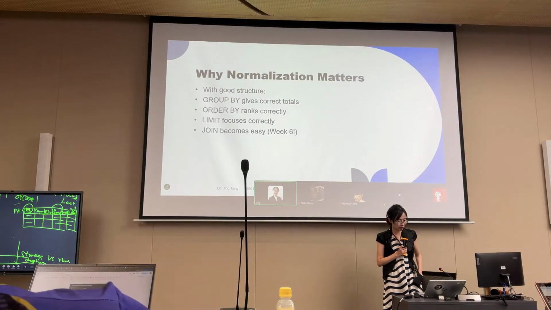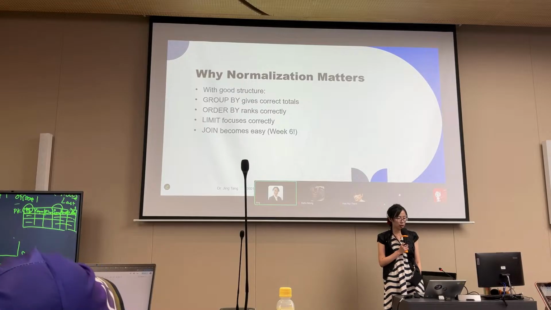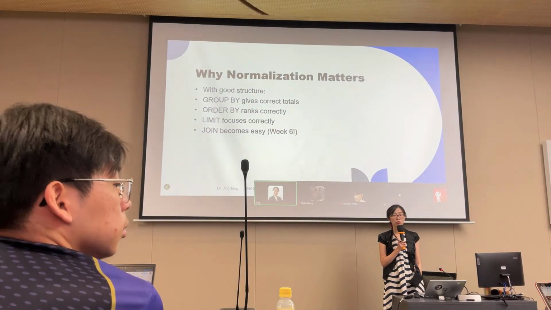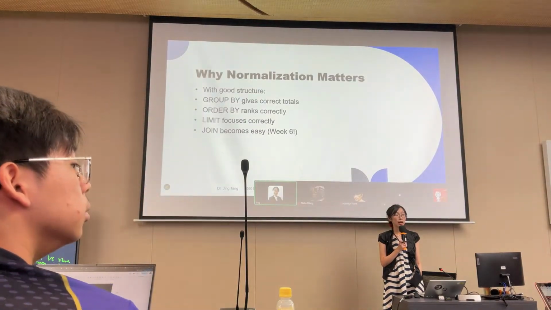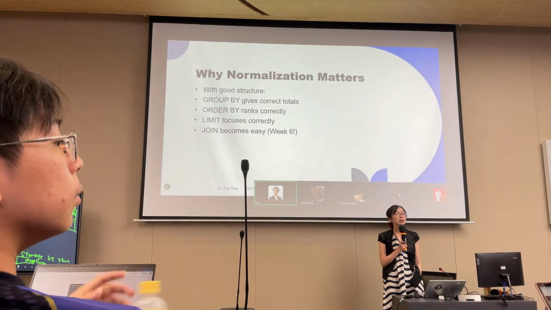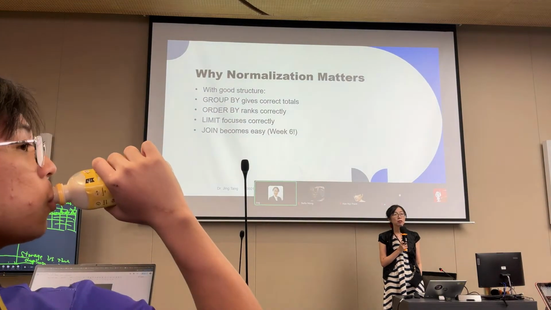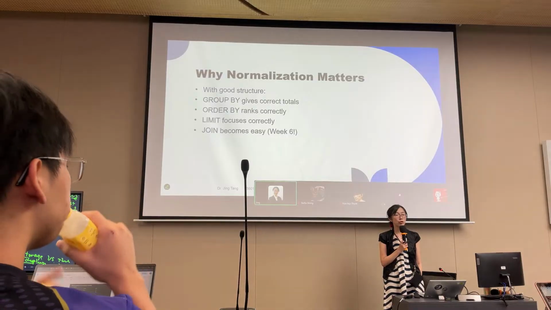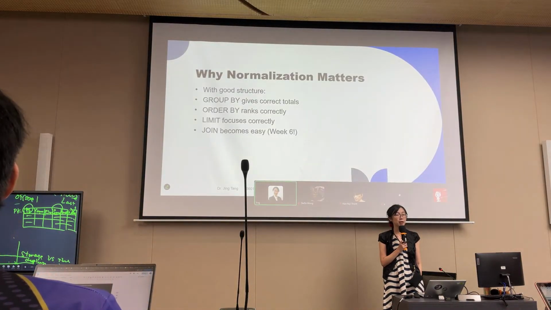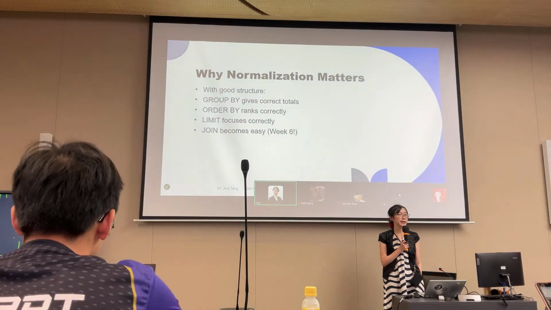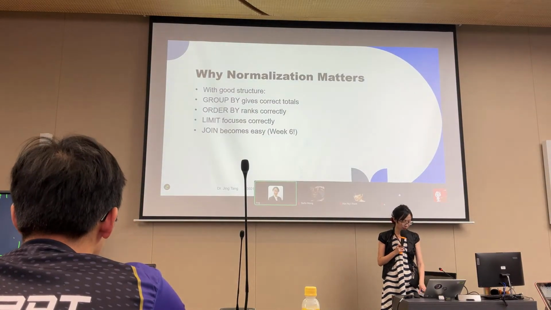So why does normalization matter? Okay, it will give you a very clear structure because it will be very easy to know what to order by. Otherwise you may find it hard. So you can order by very easily. Okay, correct. Then your limit will focus correctly because limit has to be based on order by. Then you may control it more easily. Okay, so you will have a primary key and others.